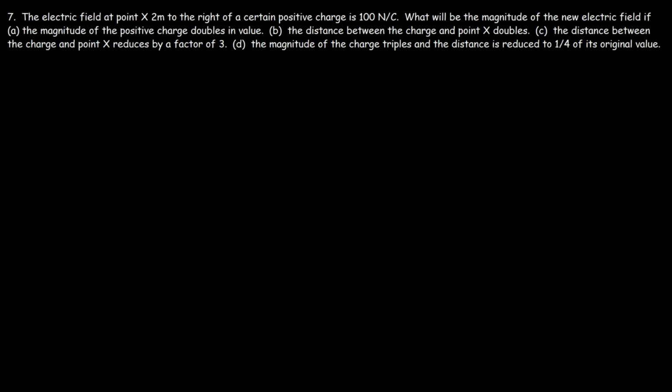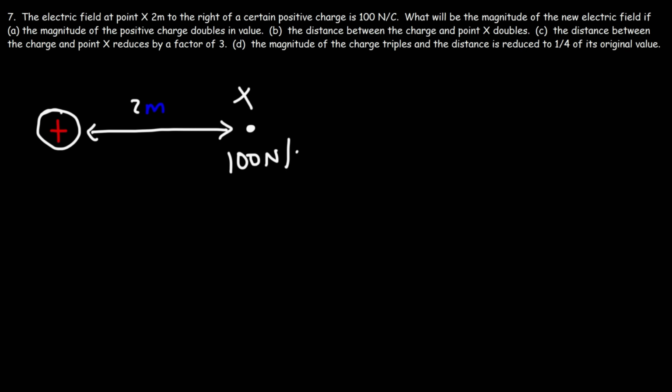Number 7, the electric field at point X, 2 meters to the right of a certain positive charge, is 100 newtons per coulomb. What will be the magnitude of the new electric field if the magnitude of the positive charge doubles in value? So let's draw a picture first. So here is our positive charge, and let's say this is point X. And the distance between these two is 2 meters. Now at that point, the electric field is 100 newtons per coulomb, when the magnitude of the charge is, we'll call it Q. But what happens if we double the magnitude of the charge?